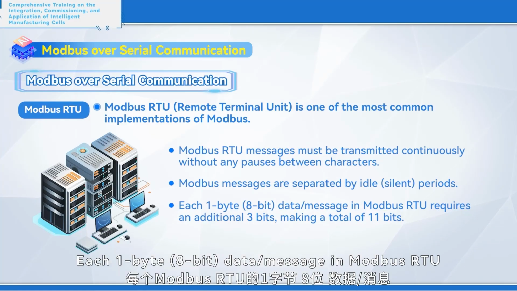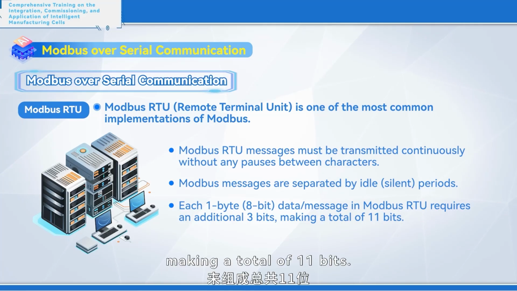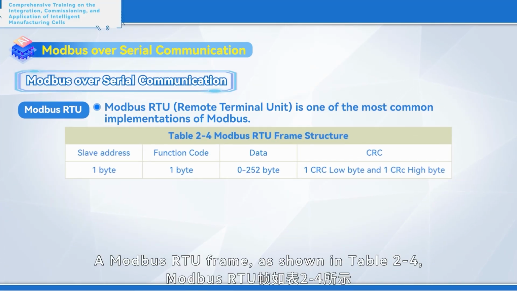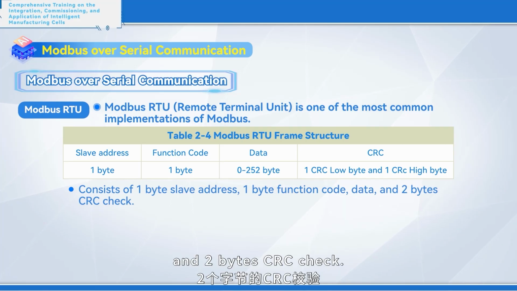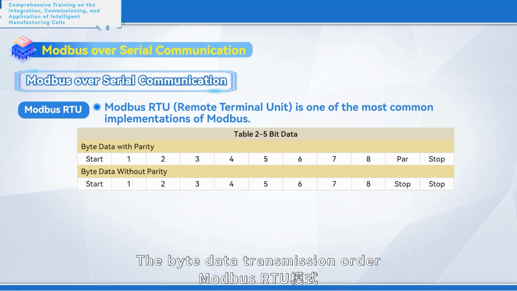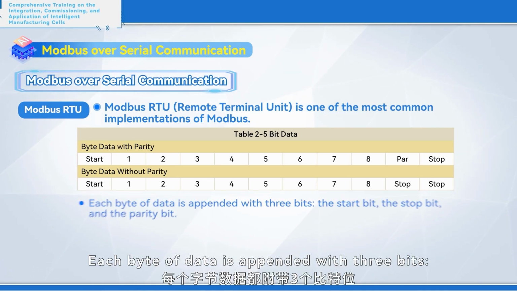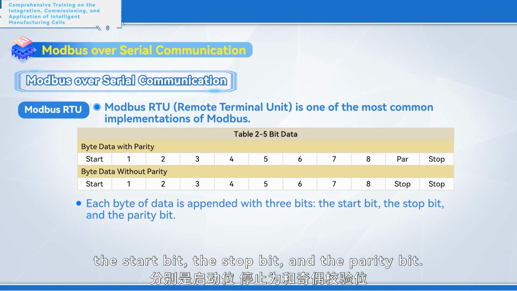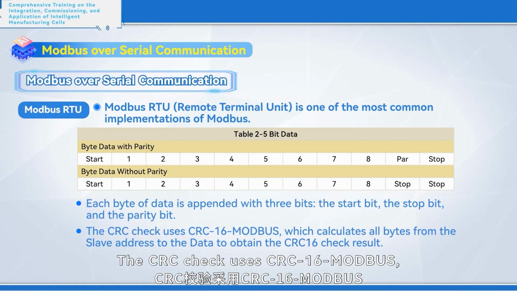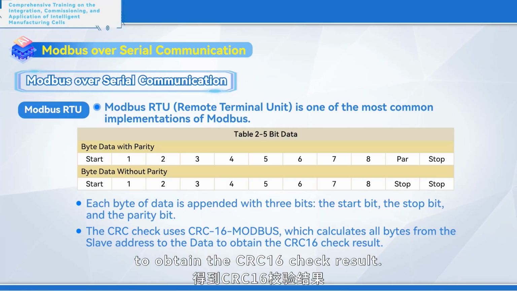Each 1 byte, 8-bit, data message in Modbus RTU requires an additional 3 bits, making a total of 11 bits. A Modbus RTU frame, as shown in Table 2.4, consists of 1 byte slave address, 1 byte function code, data, and 2 bytes CRC check. The byte data transmission order in Modbus RTU mode is illustrated in Table 2.5. Each byte of data is appended with 3 bits: the start bit, the stop bit, and the parity bit. The CRC check uses CRC16 Modbus, which calculates all bytes from the slave address to the data to obtain the CRC16 check result.